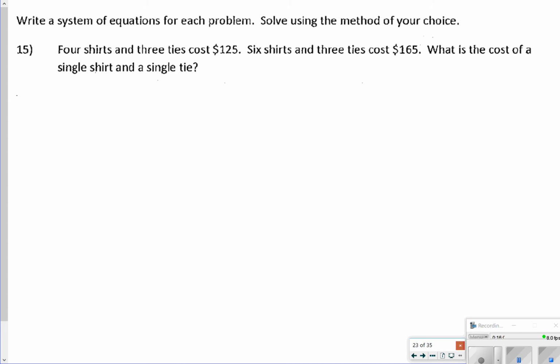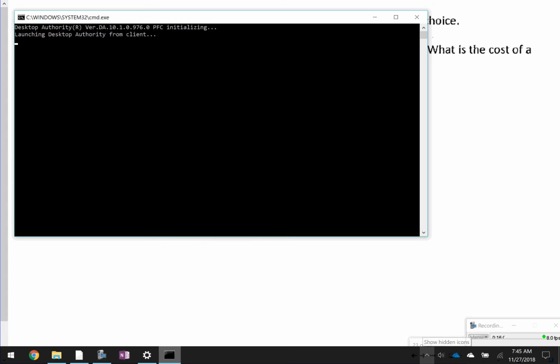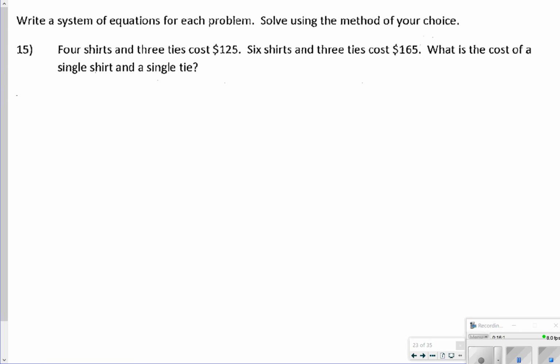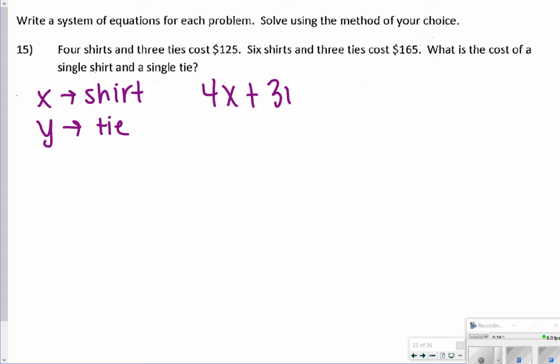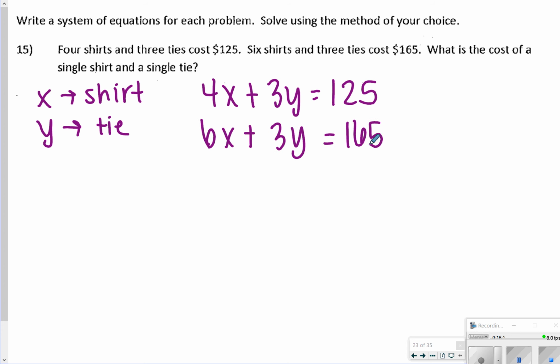The next few are just systems of equations. Let's go ahead and write our equations, and we can use the method of our choice. So I'm going to say X is the shirt and Y is the tie. So 4 shirts and 3 ties were sold for $125. So that would be 4x plus 3y equals 125. And then 6 shirts, so 6x, and 3 ties, plus another 3y, is 165.